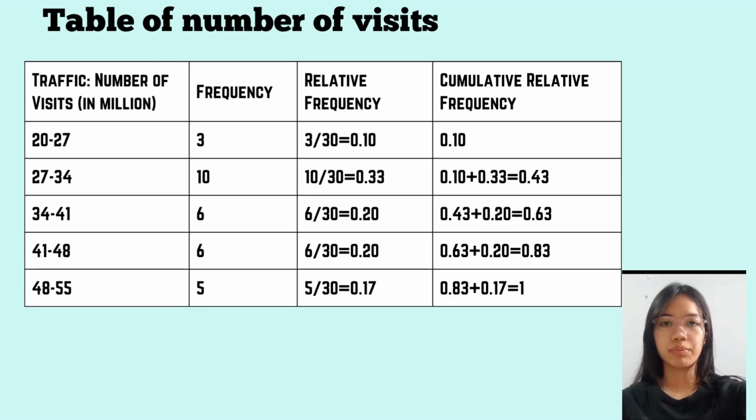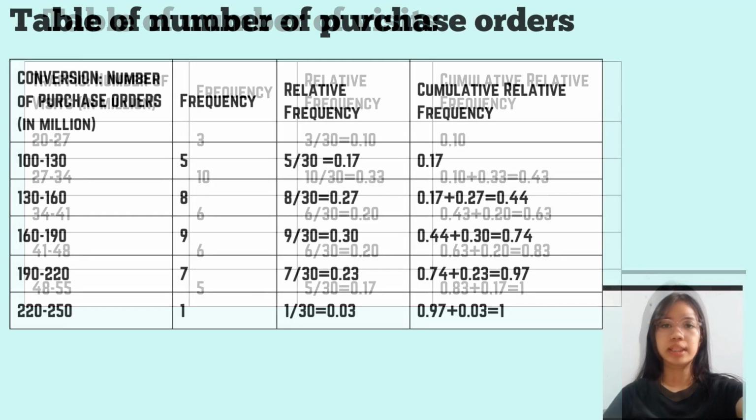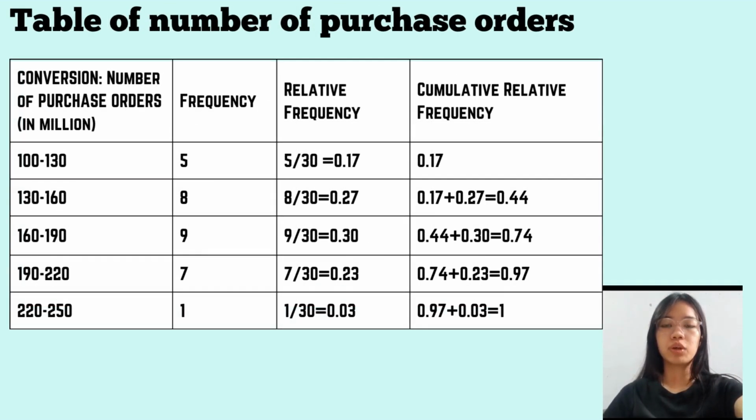This is the table of number of visits. We have divided the total number of visits into 5 classes, and we use the frequency to calculate the relative frequency, which is the frequency divided by the total number of visits, and we use the relative frequency to calculate the cumulative relative frequency. Next is the table of number of purchase orders. We also divided the total number of purchase orders into 5 classes and use the frequency to calculate the relative frequency and the cumulative relative frequency.